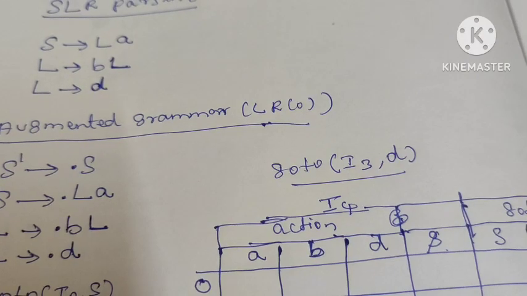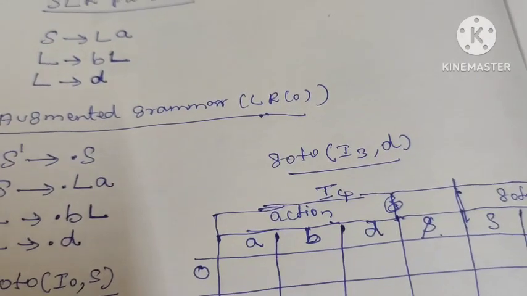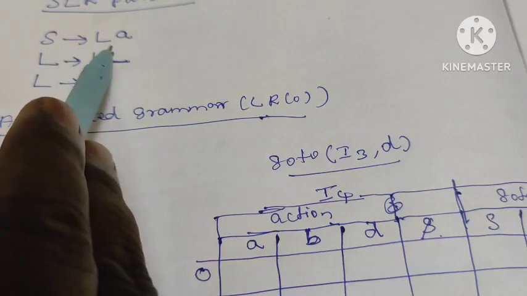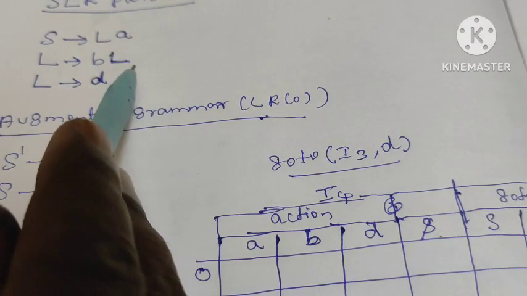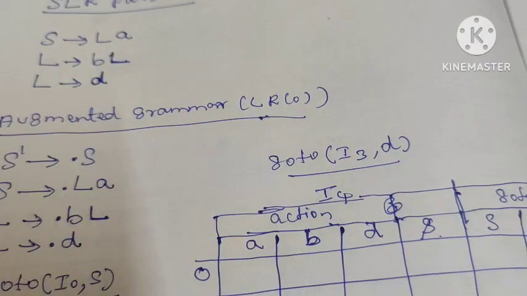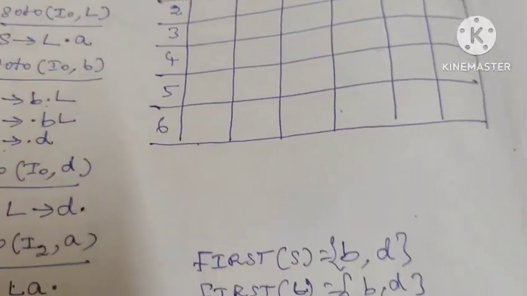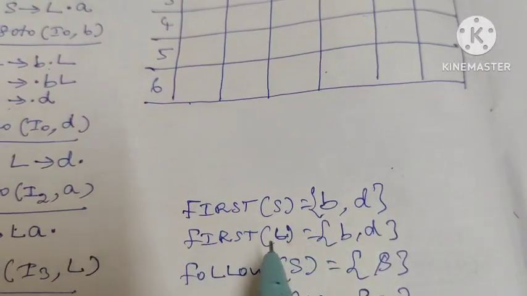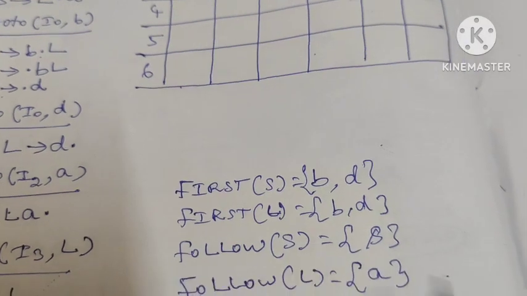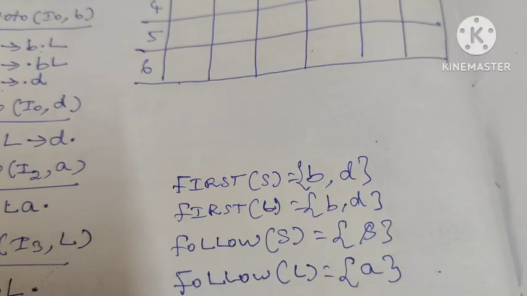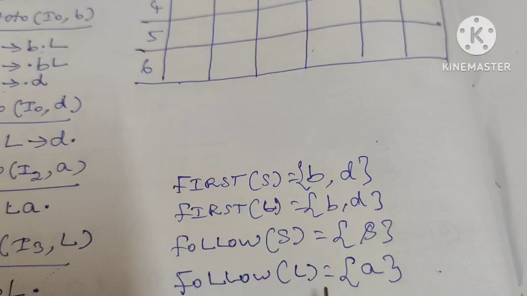Okay. Now, when we take follow, since S is the starting symbol, we will get dollar. We don't have S on the right side, so dollar is the only answer. So that's what has been mentioned here. When we talk about first of S and first of L, we are getting B and D, and follow of S, we have dollar. And follow of L.